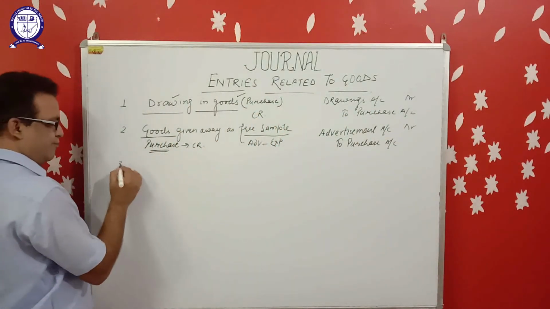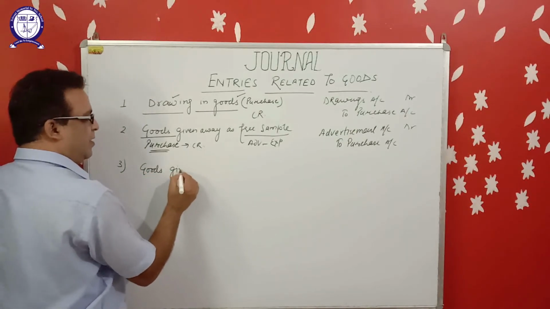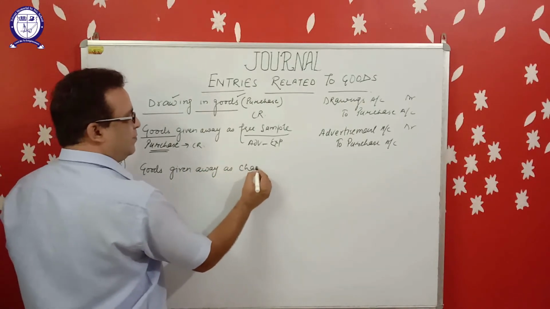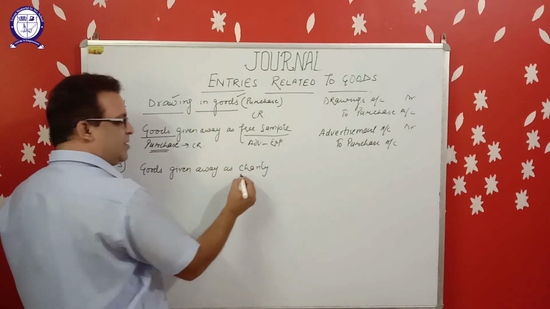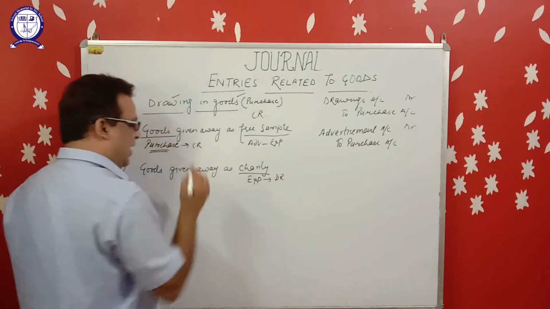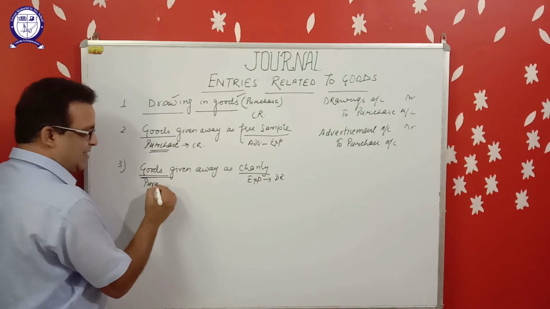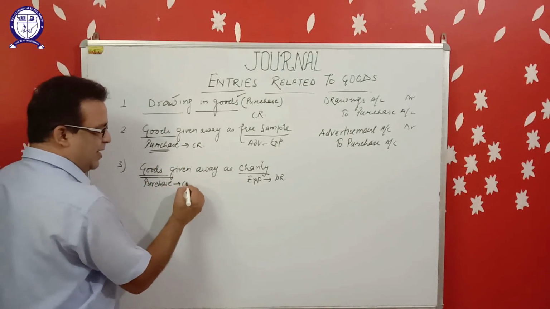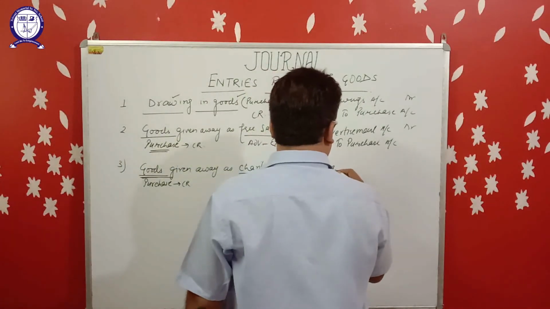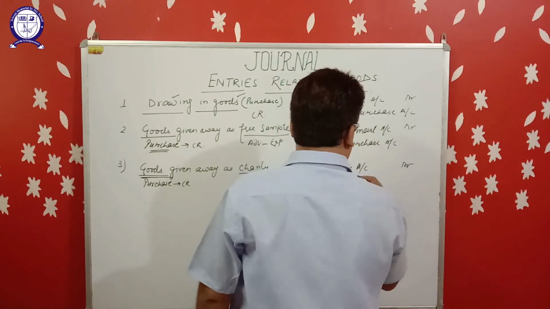Next, goods given away as charity. The same point is, charity is an expense for the business, that's why it will be debited, and goods are going out, so purchase is reducing, that's why this will be credited. The journal entry will be charity account debit to purchase account.